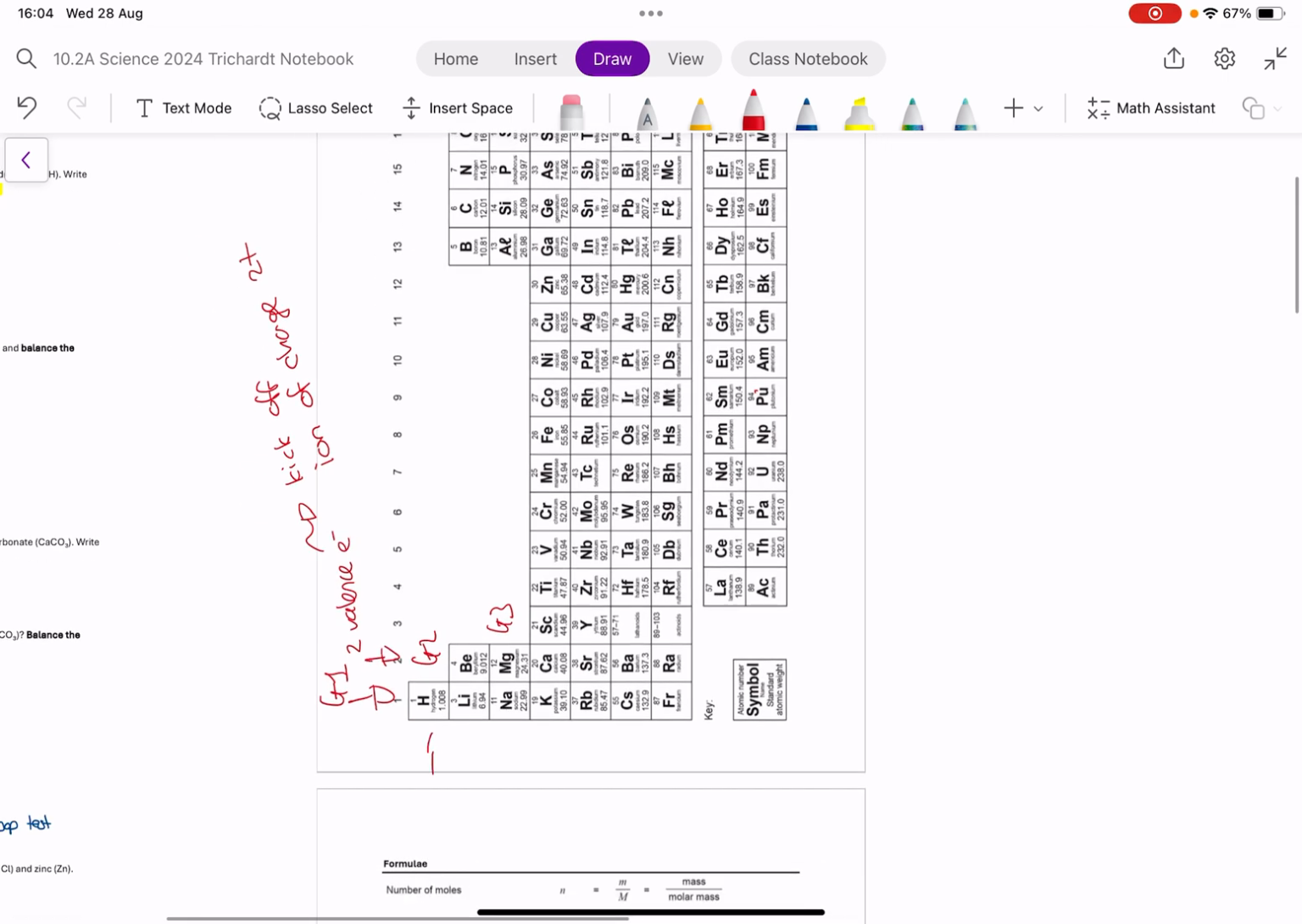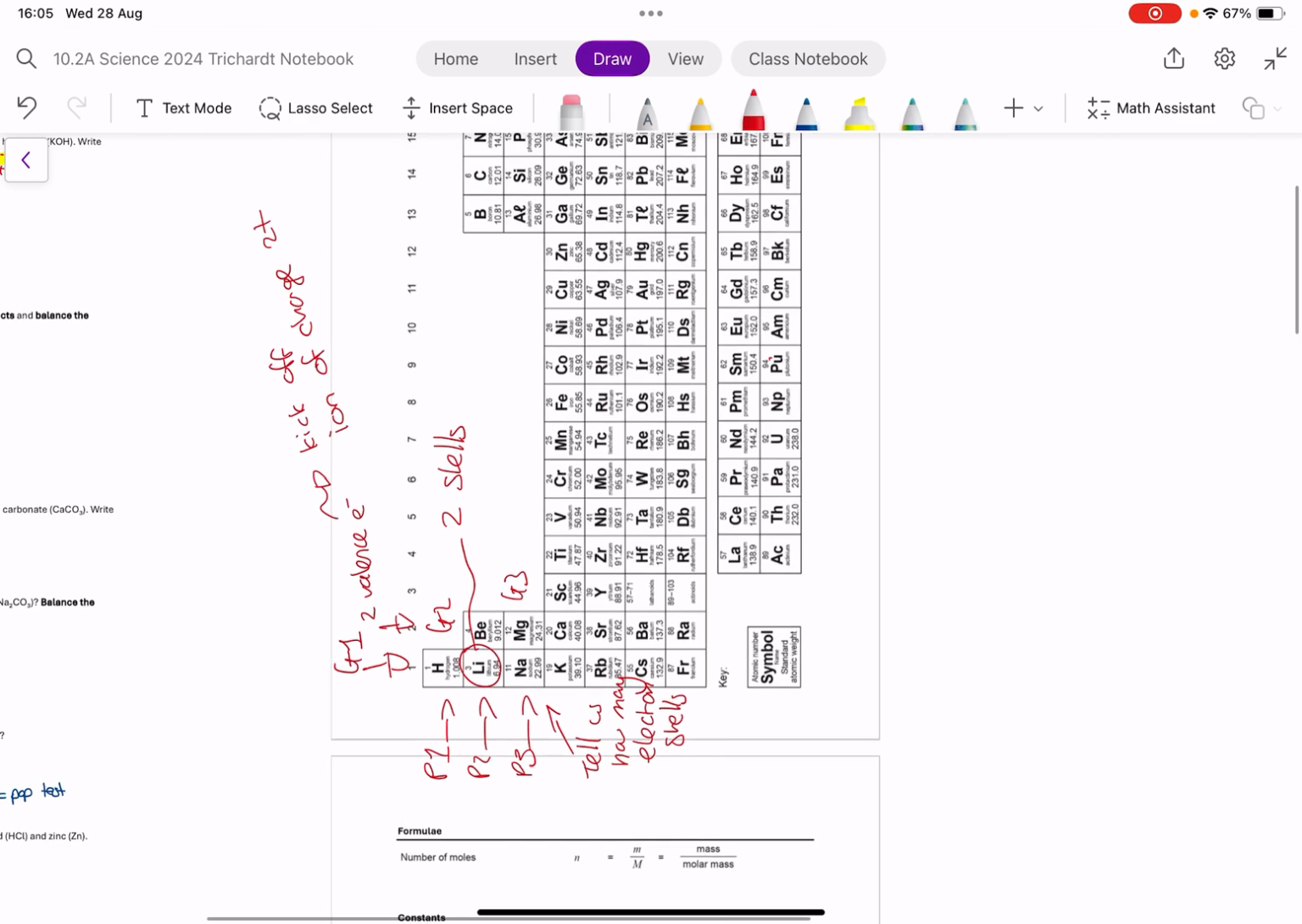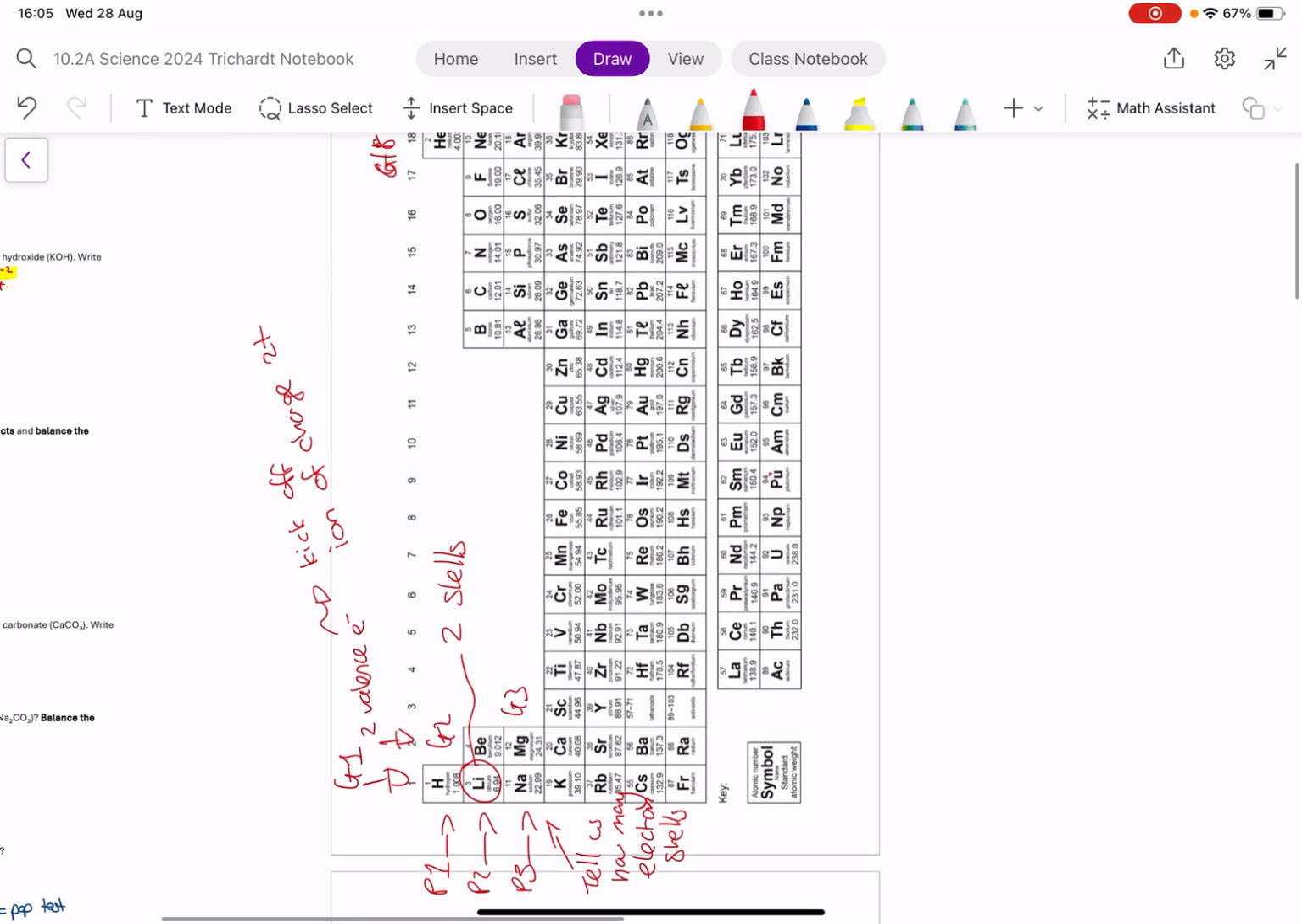The periods go across from left to right. So we've got period 1, period 2, period 3. Now what these periods tell us is how many electron shells are present. Okay, so lithium has 2 shells. It'll have 2 electrons in its first shell and 1 in its outer valence shell. That's a quick outline of the periodic table.